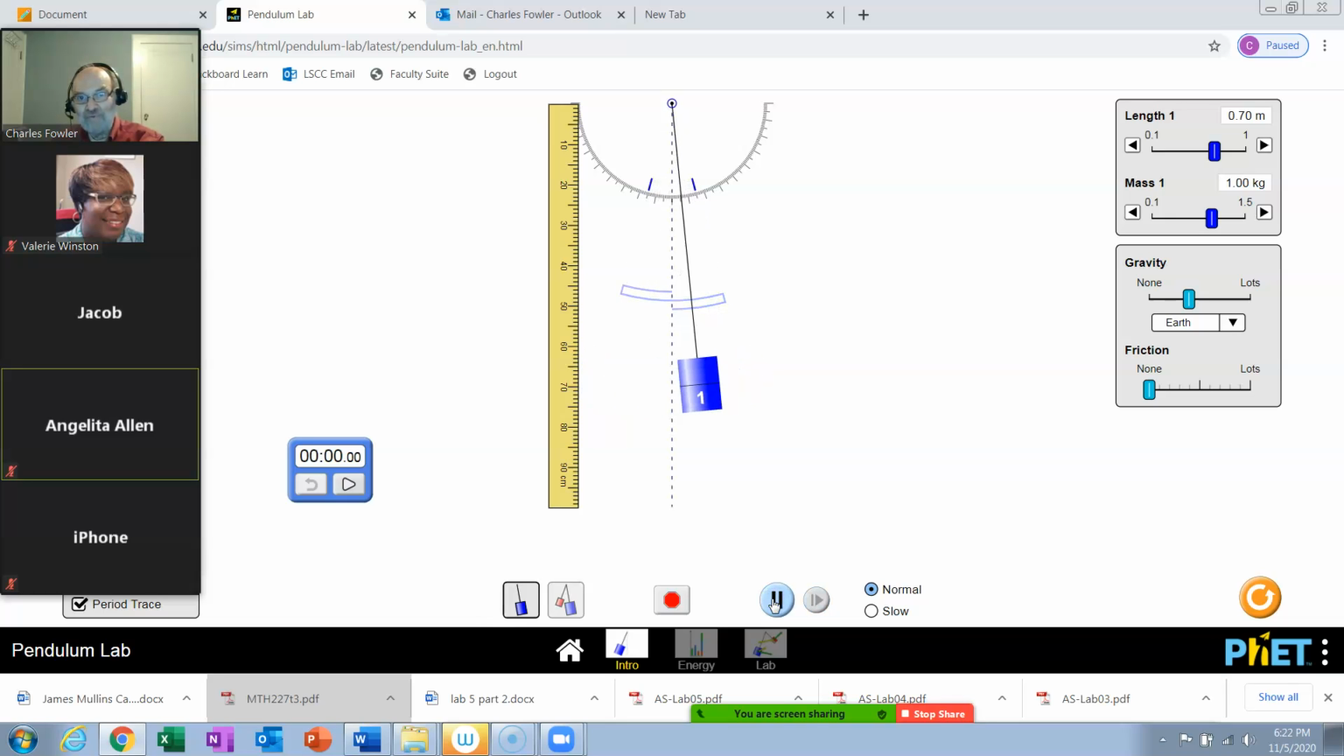So what I want to do is measure the time from when the trace begins and the trace ends. That's one full sweep. So I'm going to watch for that, and when it happens, I'm going to start it, and when it stops, I'm going to stop it. So let's see if I can do that. Start, stop. Okay, I got 1.65 seconds. Is that what you got?